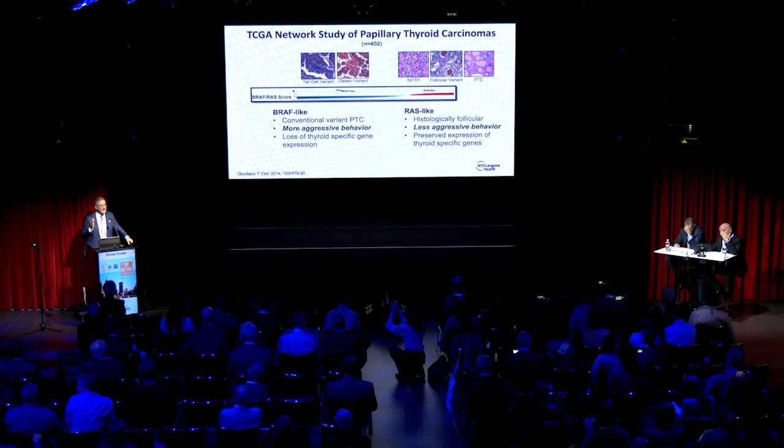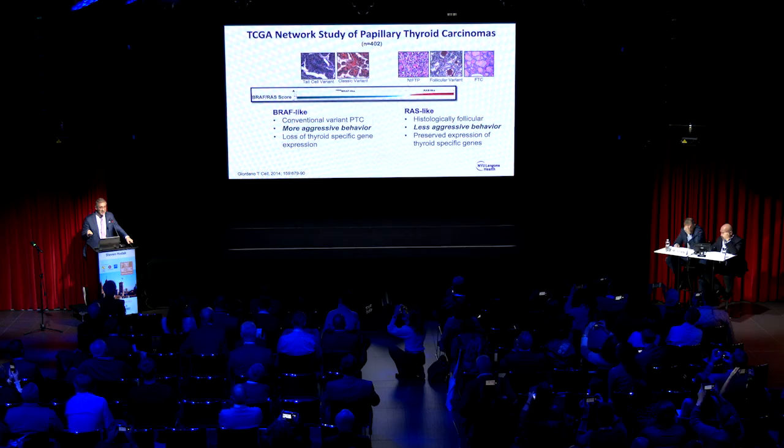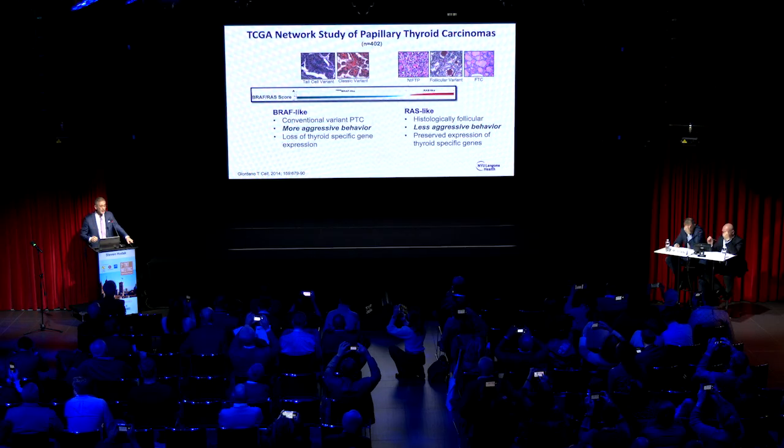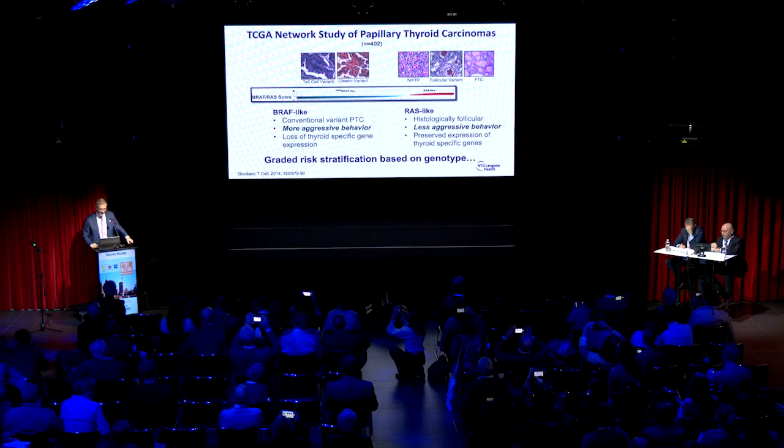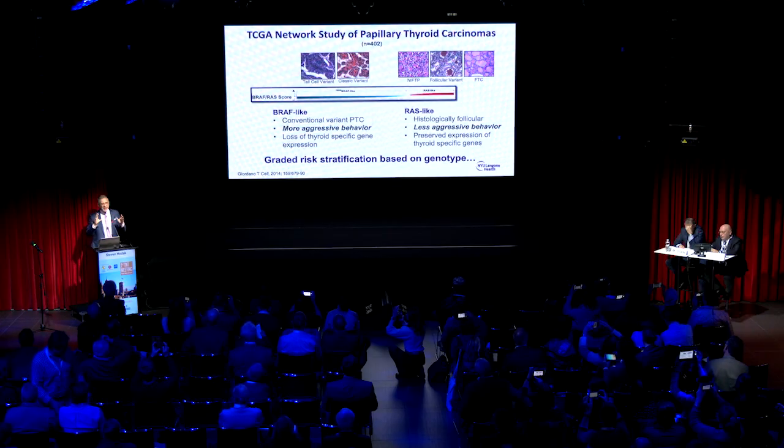They're also less clinically aggressive, and if you look at them at a genetic level, they maintain expression of these thyroid-specific genes. These are tumors more like NIFTP and follicular variant papillary cancer, as well as follicular thyroid cancer. So this is really the first step toward graded risk stratification, where we see that a genotype can correlate with behavior of the tumor, where it's either more aggressive when it's more BRAF-like, or less aggressive when it's more RAS-like.